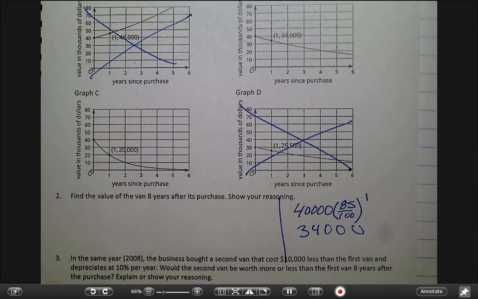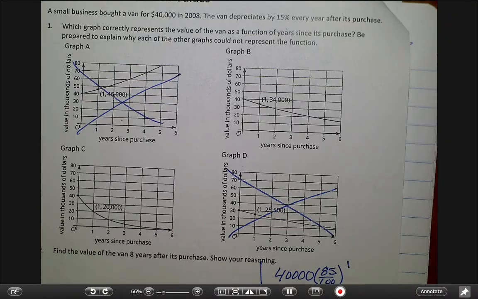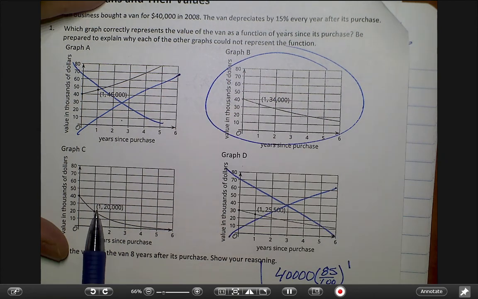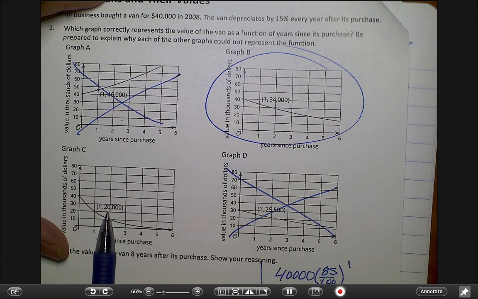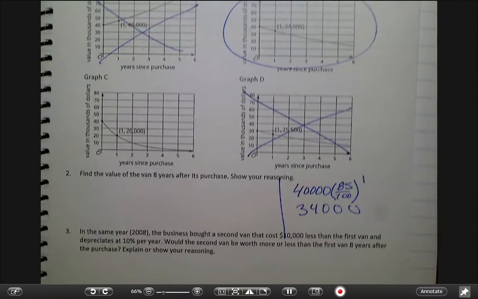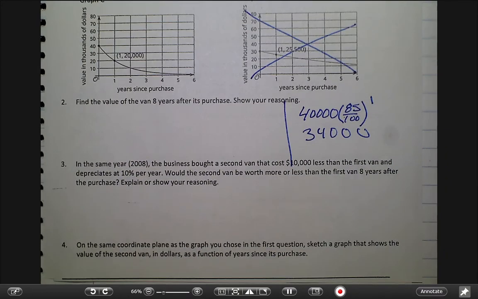So my value after 1 year should be 34,000. So that means the correct graph has to be B, because at year 1, this says 20,000, right? Good. Now we're doing the same thing, and now it says find the value of the van 8 years after purchase.